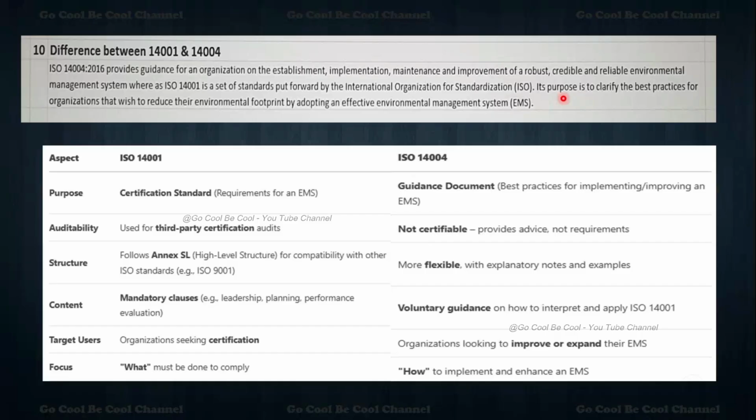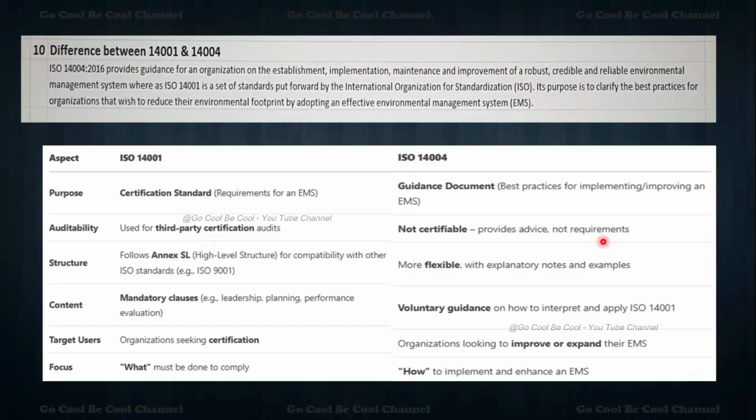Okay, now we will see that in a comparative manner. 14001, 14004. What does it generally talk about? Purpose. Certification standard. So requirements for the EMS. Generally they will give certification for 14001. 14004 is a guidance document: best practice for implementing and improving an EMS. Auditability is used for third party certification audit. So here, it is not certificate, it provides advice, not requirement.